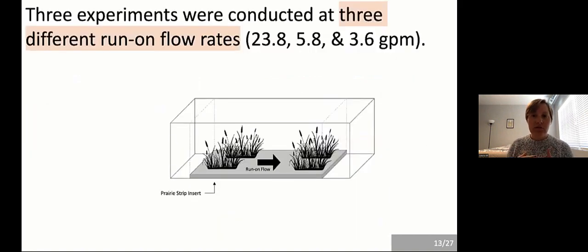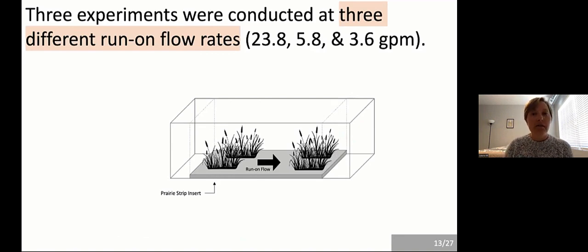Using this flume system, we conducted experiments to test just how much prairie strips could reduce the concentrations of AMR contaminants under 3 different run-on flow rates. Overall, our hypothesis was that the concentration of AMR contaminants downstream of the prairie strip would be reduced from the concentrations observed upstream, but that the level of those reductions would be influenced by the run-on flow rate.